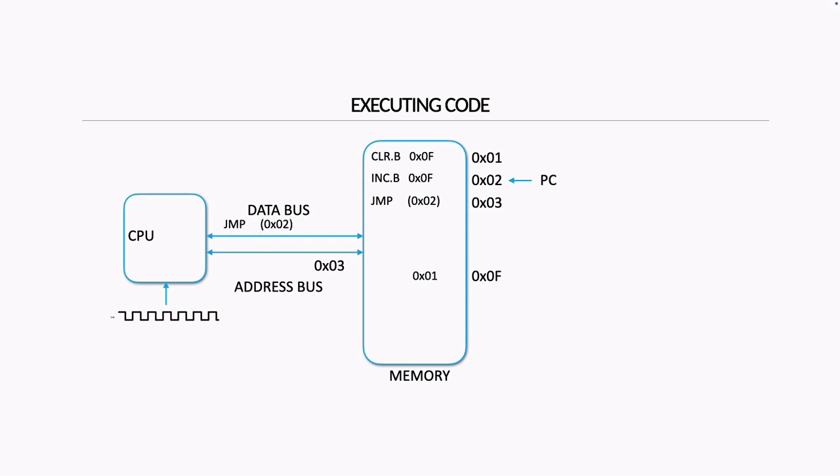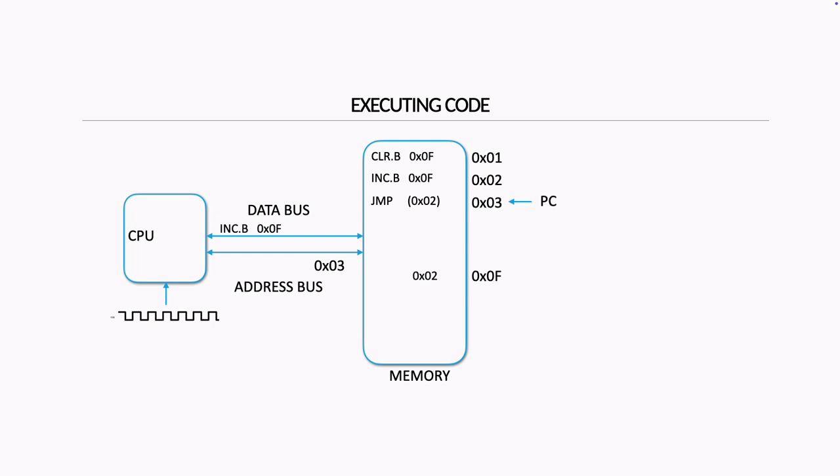The process repeats again. The program counter is loaded into the address bus with value 03. The instruction at address 03 is loaded into the data bus. The instruction jump to address 02 is executed by the CPU. The result of executing the instruction jump 02 is that the program counter is modified with the value 02. Now the next instruction to be executed is at address 02.